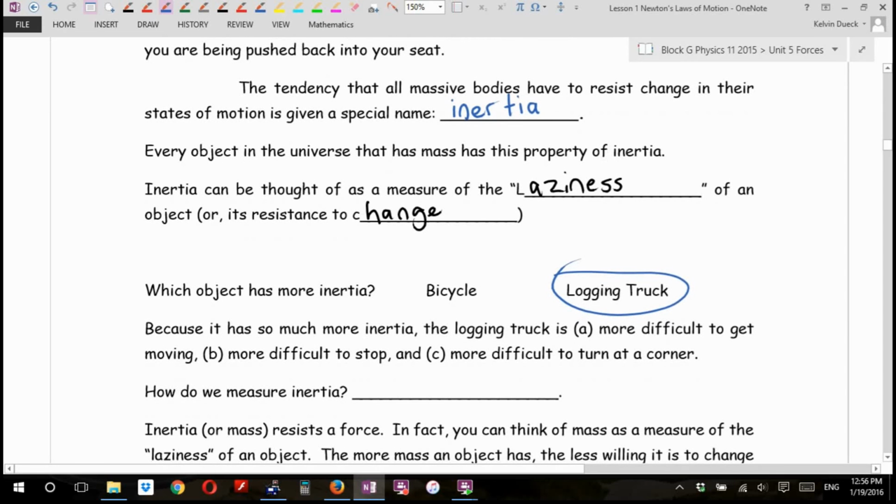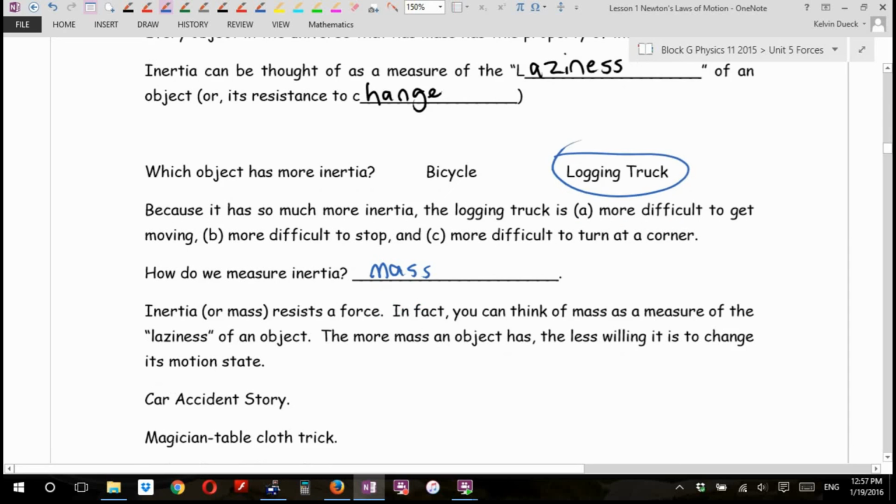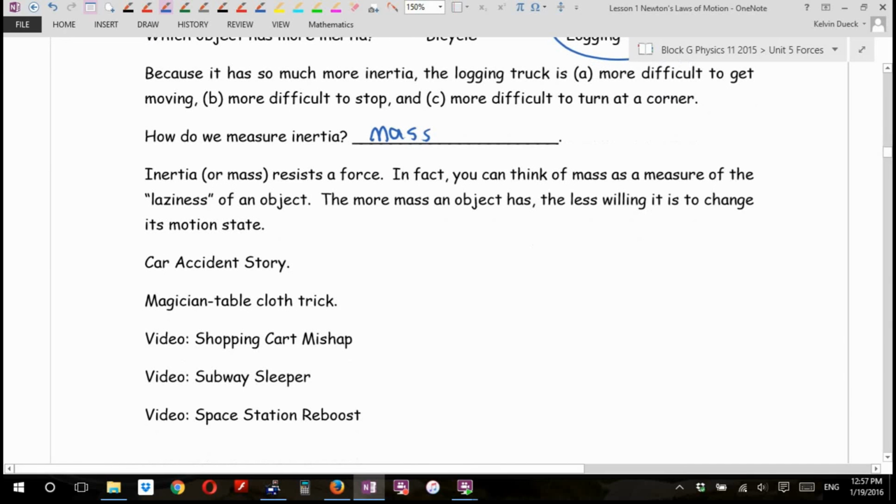Except I haven't told you how we measure inertia. How do we measure inertia? In fact, Rylan, I'm going to say for Physics 11 and for Physics 12, we're going to use mass and inertia interchangeably. That isn't technically right, especially when you get to relativistic speeds, but it's going to be right this year. The more mass an object has, the more inertia it has. And if you want to know how much, tell me its mass in kilograms. Inertia, or mass, resists a force. You can think of it as the measure of the laziness of an object. The more mass an object has, the less willing it is to change its motion state.